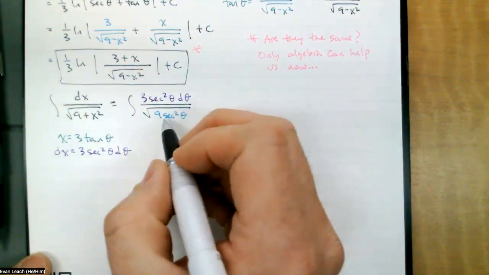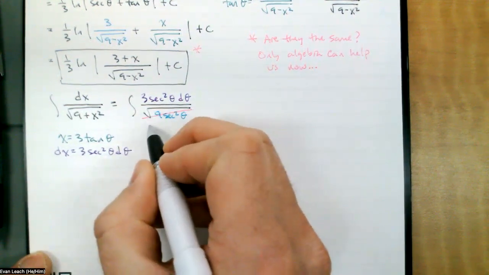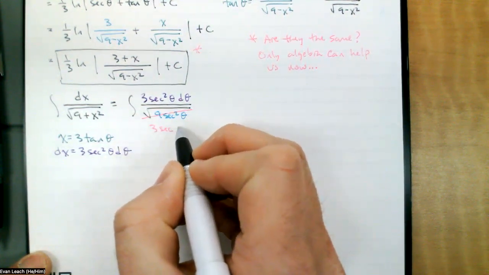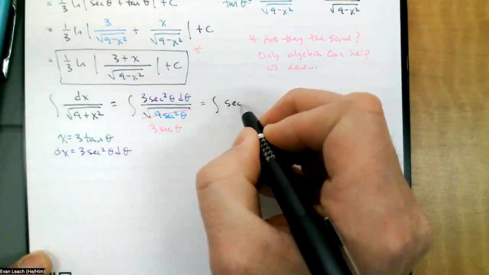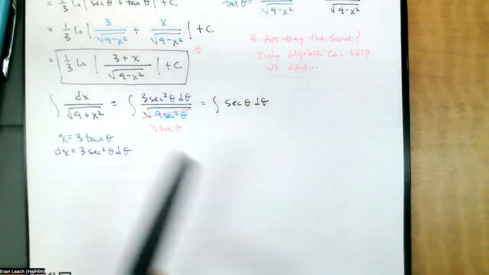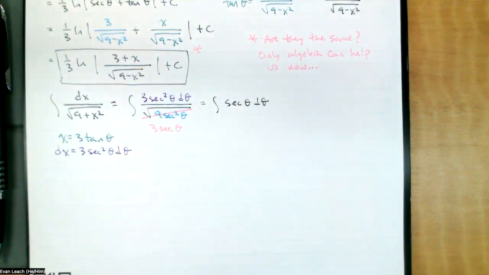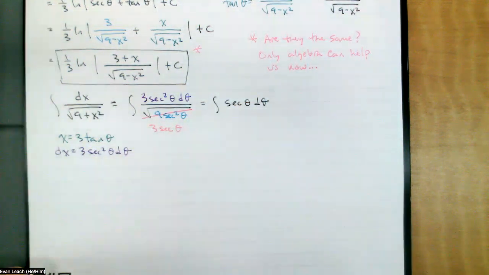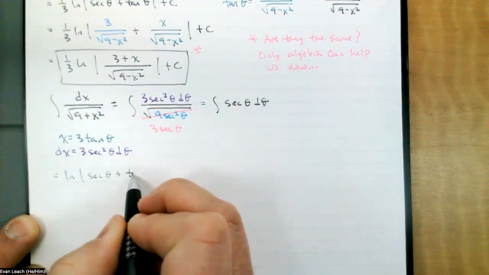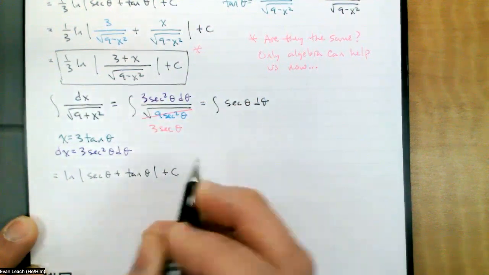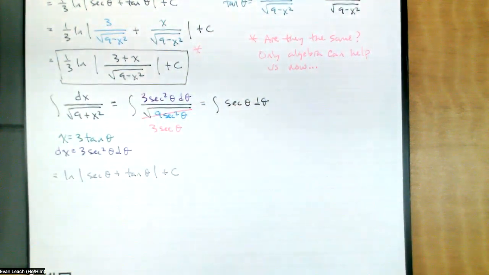The square root of 9 secant squared, I'm going to simplify this to 3 secant theta, secant theta. The 3's cancel and we're integrating a secant theta. The integral of secant theta is the natural log of absolute secant theta plus tangent theta plus c.